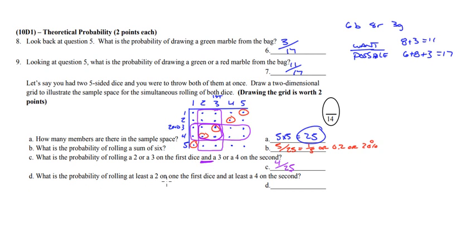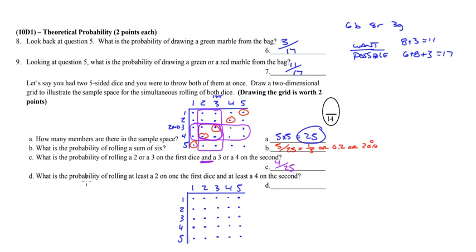All right, what's the probability of rolling at least a 2 on the first die and at least a 4 on the second? So at least a 2 on the first die. So this is going to now be in green. That's kind of hard to see. I'm going to redraw one of these grids to make it a little bit easier for us. Okay, so here we go.